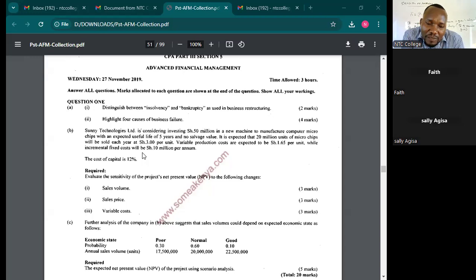So when there is a change in sales volume, when there is a change in sales price, and the variable cost, which kind of sensitivity is that? That is what I wanted you to test.